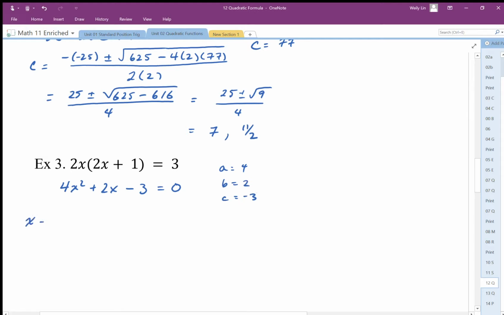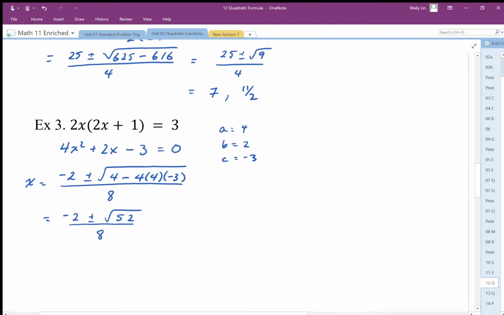and then plug it into the formula. So we end up with negative 2 plus minus the square root of 2 squared minus 4 times a times c, which is negative 3. Okay, and divide this by 2a, so we're going to end up with 2 times 4, which is 8. Work this all out. So we end up with 4 plus 48, it looks like. So we're going to end up with the square root of 52 divided by 8. Okay, we really should simplify this.